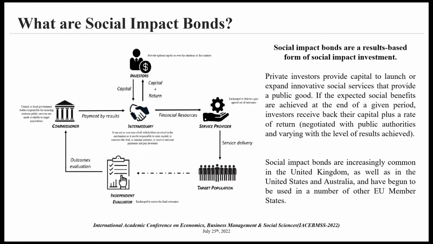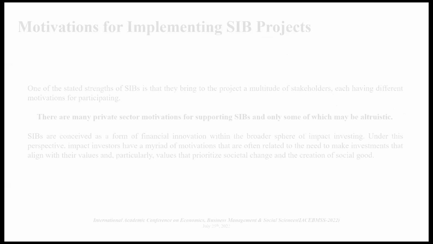On the contrary, in the case in which the level of outcome is not achieved, the commissioner does not pay the investors and the investors lose their money. This is an innovative model used by the public sector, especially in the UK, United States and Australia, and we have a lot of social impact bonds that are now also used in several developing countries.